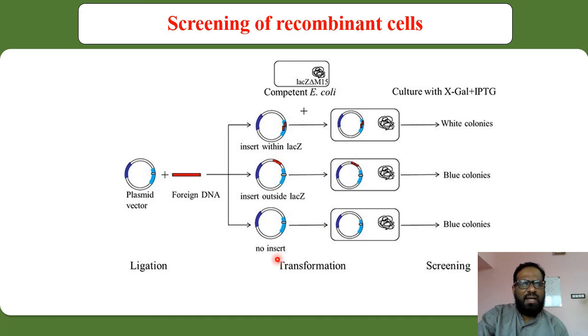In the third case, there is no insertion, neither in the selectable marker nor outside it, and then also we get blue colonies. If you get blue colonies after this screening experiment, it means there is no recombinant, and foreign DNA has not been inserted into the plasmid. If you get white colonies, it means foreign DNA has been inserted. This is another method.